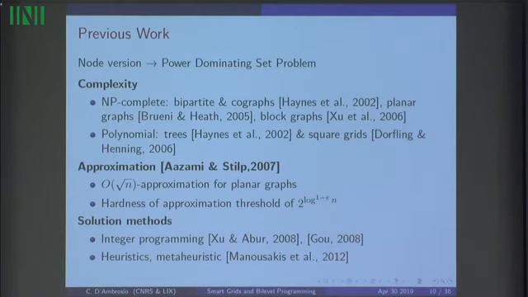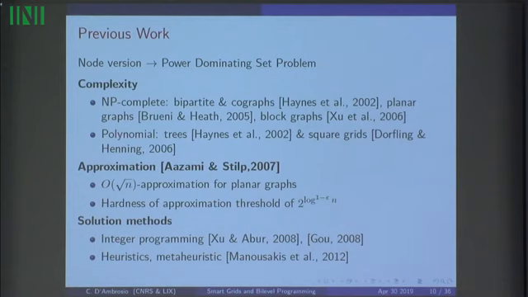Okay, now some background about the literature. When we started working on this problem, we formalized it in this way, and then we saw that it's the node version of a well-known problem called the power dominating set problem. It was studied from a complexity viewpoint. It was shown to be NP-complete for several kinds of graphs, as you can see here, and polynomial for trees and square grids.